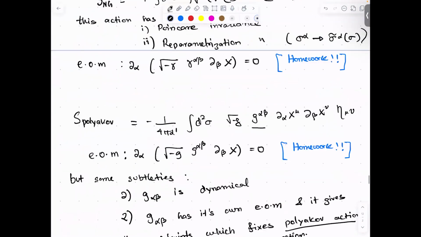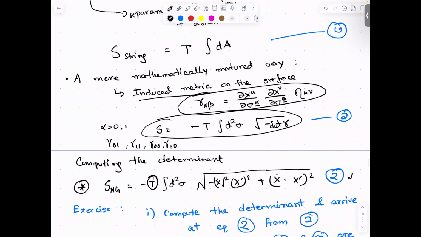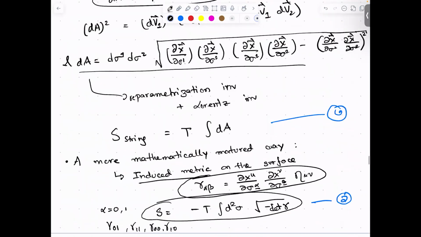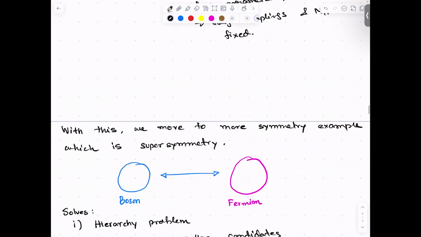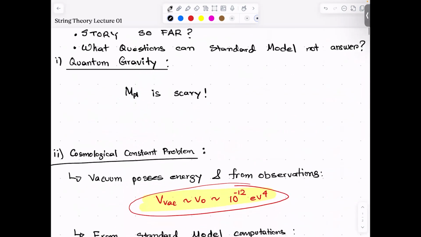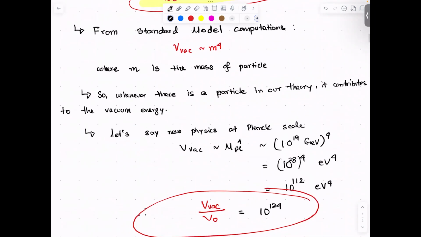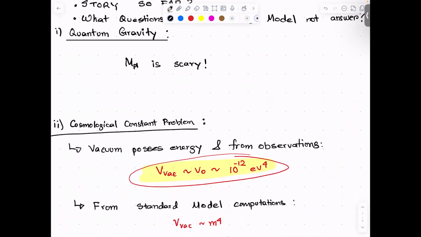Let's review what happened the last time. So we motivated ourselves why we should be looking at problems to solve underlying problems that are inherent in the standard model.